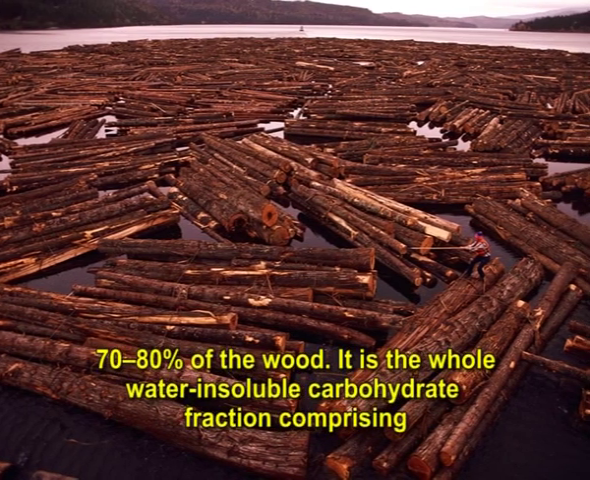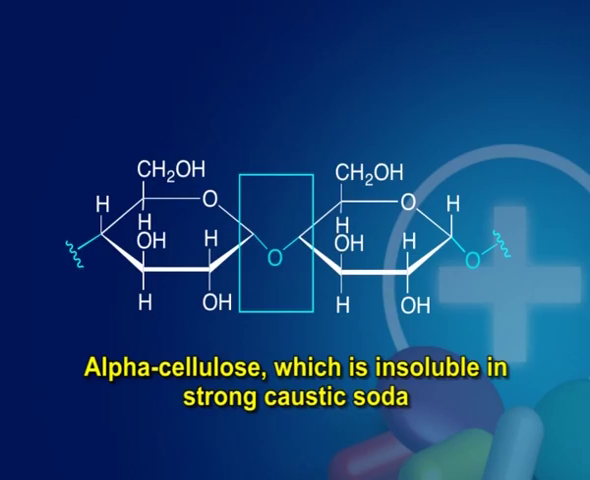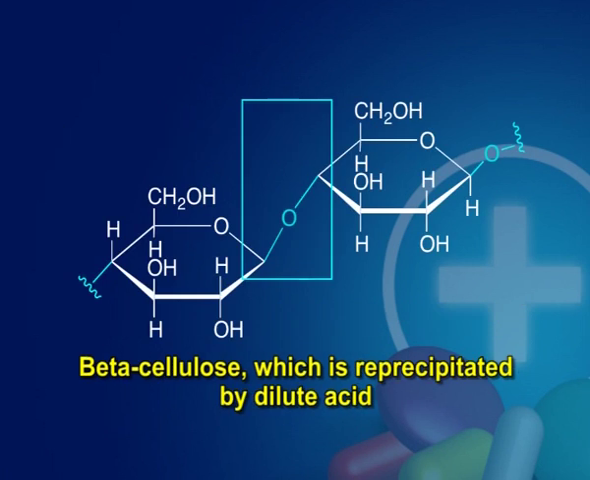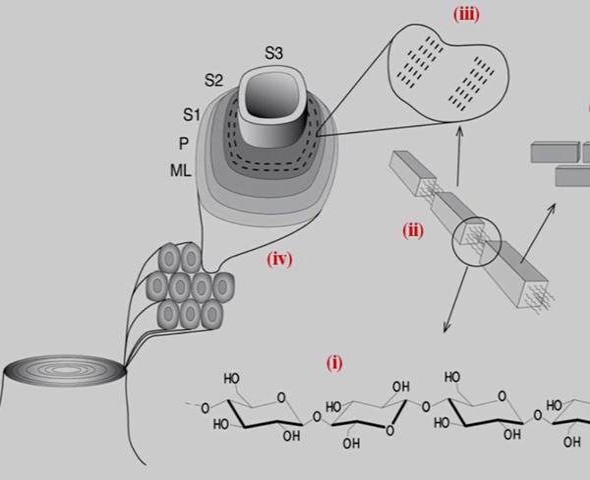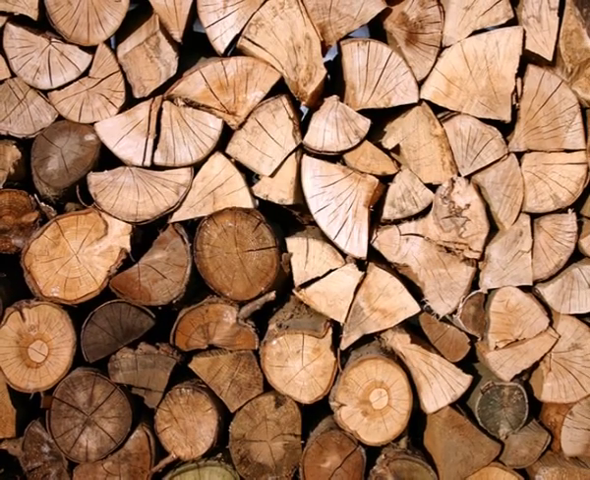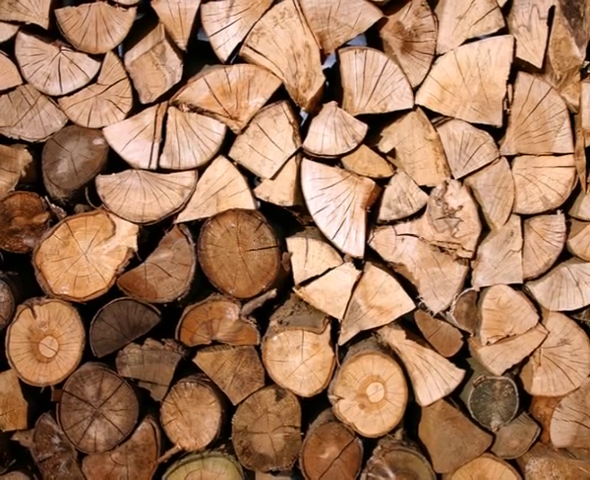It is the whole water insoluble carbohydrate fraction comprising alpha cellulose, which is insoluble in strong caustic soda, hemicellulose, which is soluble in dilute caustic soda, beta cellulose, which is reprecipitated by dilute acid, gamma cellulose, which is the remainder of the cellulose fraction. There is in fact no single compound holocellulose, since the structure and crystallinity of the cellulose fibers vary with the source of the board. This is part of the reason for the variation in properties of pulps.